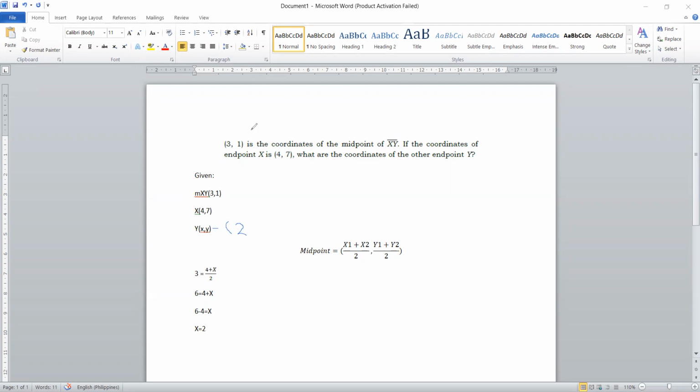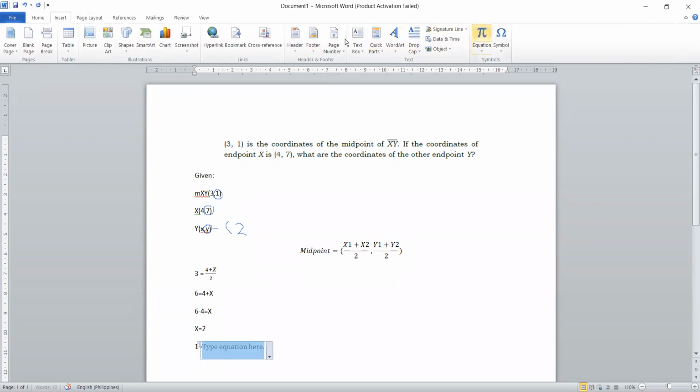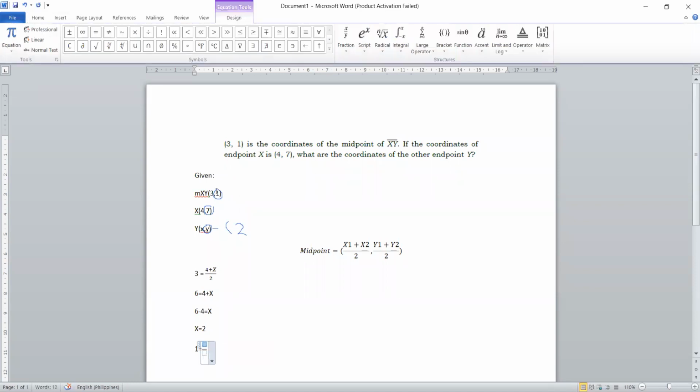Next, we need to solve for your y coordinate for your endpoint Y. So we have to substitute your y coordinates, which is the midpoint is 1, the other endpoint is 7, and the other endpoint is unknown. That's y. So again, we'll have here 1 is equal to 7 plus y divided by 2.